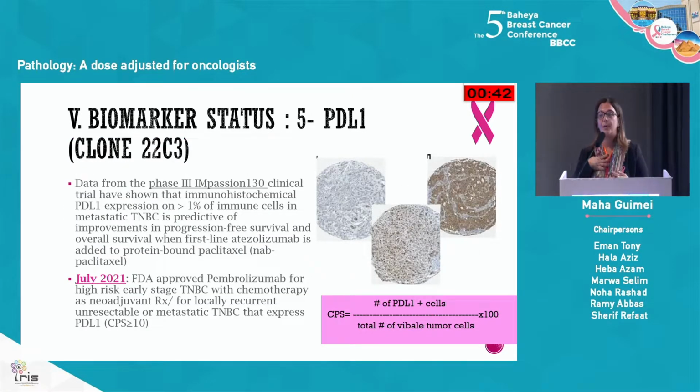As pathologists, what do we do with it, or how do we measure it? At first we said any staining of more than 1%, whether of the tumor cells or the immune cells, is considered positive. Now we do something called the combined positivity score. The combined positivity score is the number of PD-L1 positive cells over the total number of viable cells present, counted of course in several high power fields, multiplied by 100. If this score is greater than or equal to 10, it means this patient will benefit from PD-L1 targeted therapy.